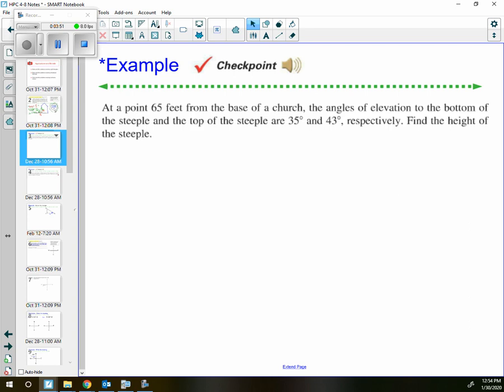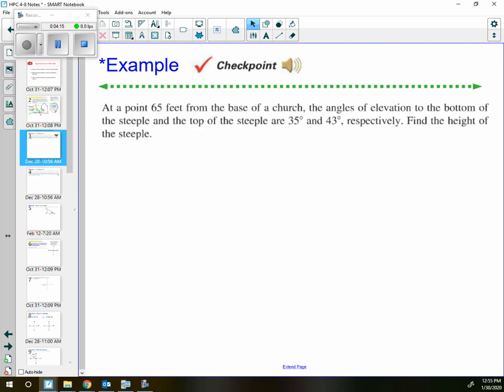So here's the scenario. It says a point 65 feet from the base of a church. The angles of elevation to the bottom and the top of the steeple are 35 degrees and 43 degrees, respectively. So that means the angle of elevation to the bottom of the steeple is 35, and to the top of the steeple, 43. Bigger angle to the top of the steeple, you have to look up higher to see that. Find the height of the steeple.